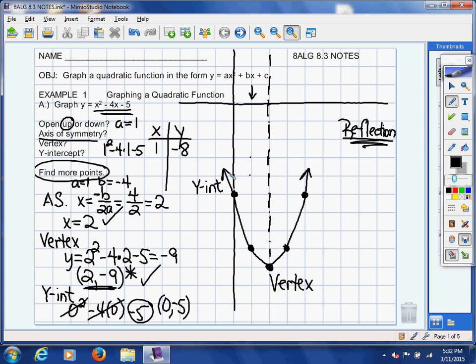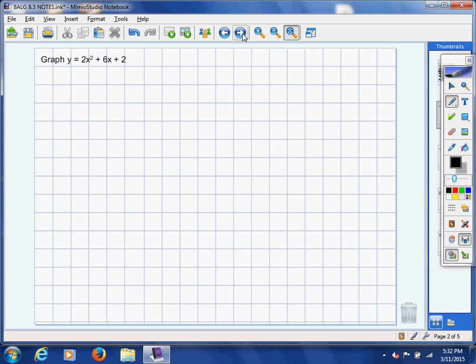Okay, so those are the basic steps. Now I'm going to help you on the next page, and then I'll give you a hint on the next one. Okay, so first thing, does it open up or down? Well, A is 2, so A is positive. That means it's going to open up.